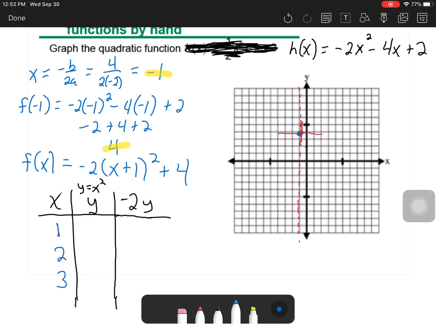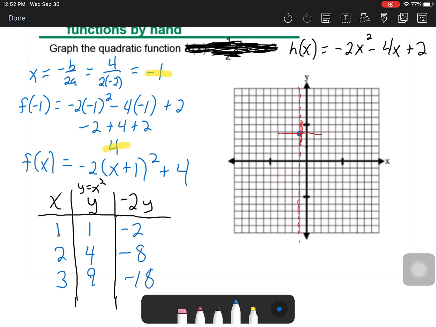But then what we do is, if we square the 1 right here, that's 1. If we square the 2, that's 4. If we square the 3, that's 9. And then we say, okay, well, that a value is going to stretch that out and flip it over the axis. So we take each of these values and multiply them by negative 2. So I get negative 2, negative 8, negative 18.